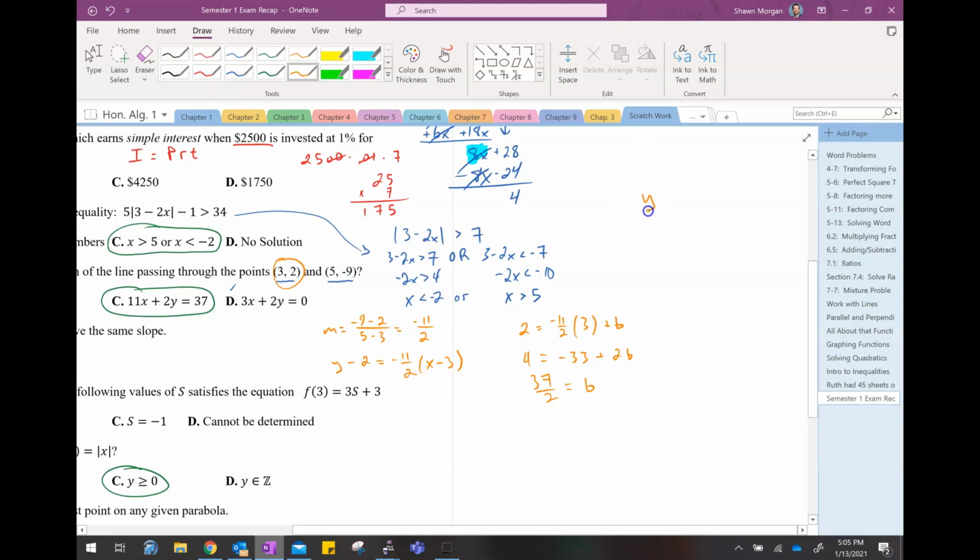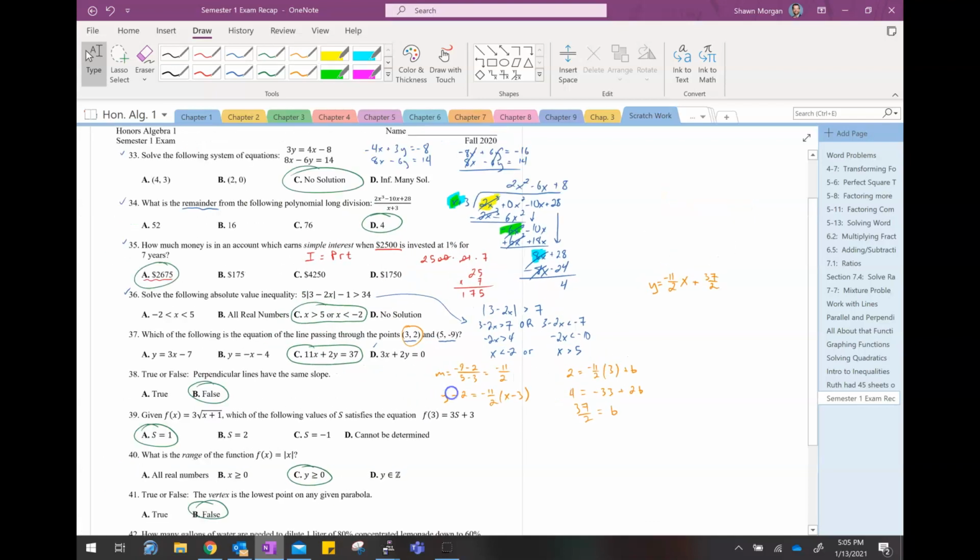So my formula here, again, I got plenty of room. I'll write this up. y equals negative 11 halves x plus 37 halves. This is slope-intercept form. Now you'll notice that that's not one of my answers.